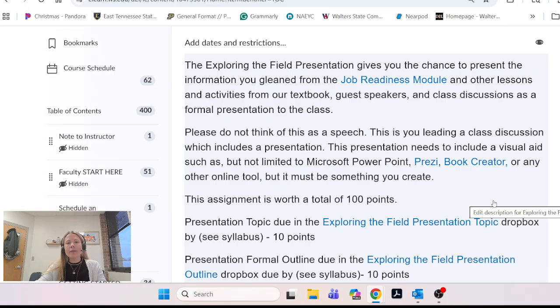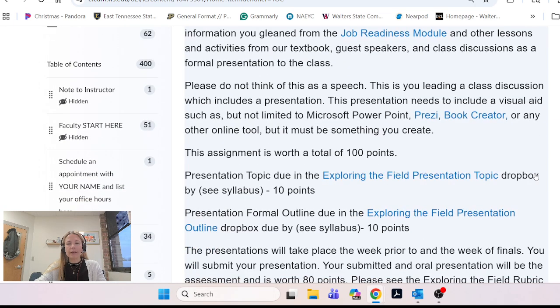Now you do have to have a visual aid, because remember you're recording yourself and your screen. Your screen is going to have your presentation. Now you can be as creative as you want. You do not have to stick to PowerPoint. You could use Prezi, Book Creator, Google Slides, Canva. There's lots of different ways that you can put a presentation together.